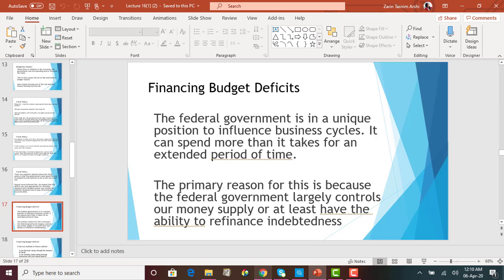The federal government is in a unique position to influence business cycles. By decreasing and increasing spending, or increasing or decreasing taxes, they can affect the business cycle. The primary reason for this is that the federal government largely controls the supply, or at least the ability to refinance indebtedness. In other words, they can control the business cycles by increasing or decreasing spending, because they control the money supply in the economy. So the federal government plays an important role in controlling the money supply.